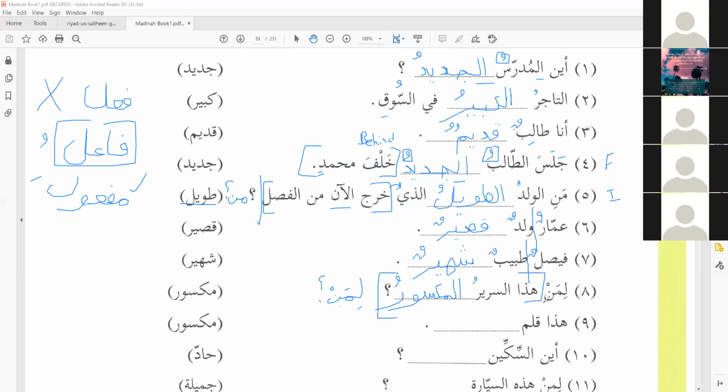Hadha qalamun maksur. Very good. This is a broken pen. Fantastic. And this is fairly straightforward. Hadha is the mubtada. The khabar is qalamun maksur, and it agrees in the 4 things. We have singular, singular, masculine, masculine, marfu', marfu', nakira, nakira.